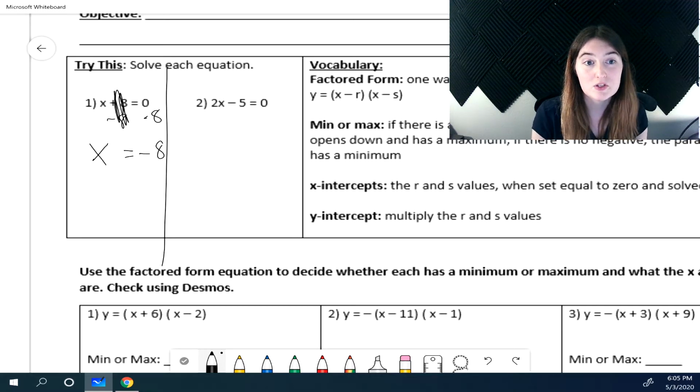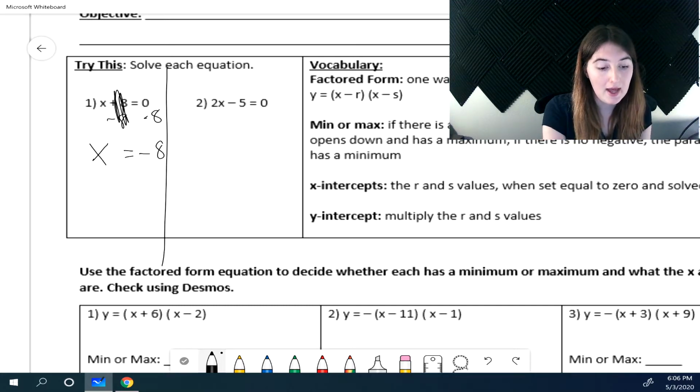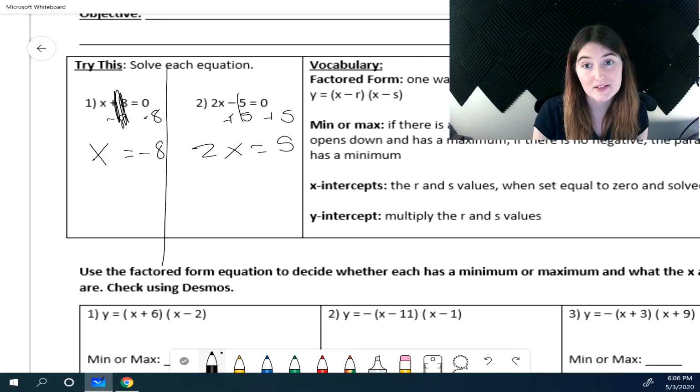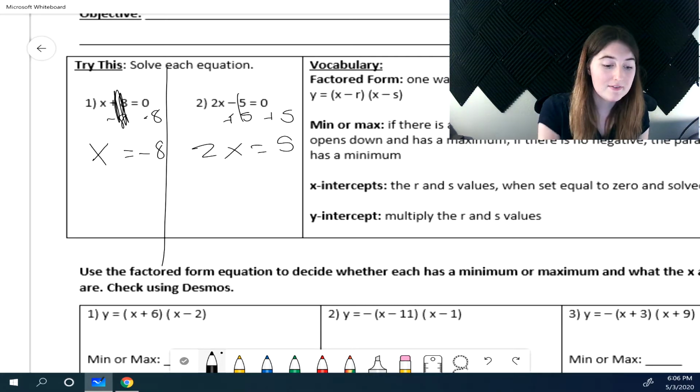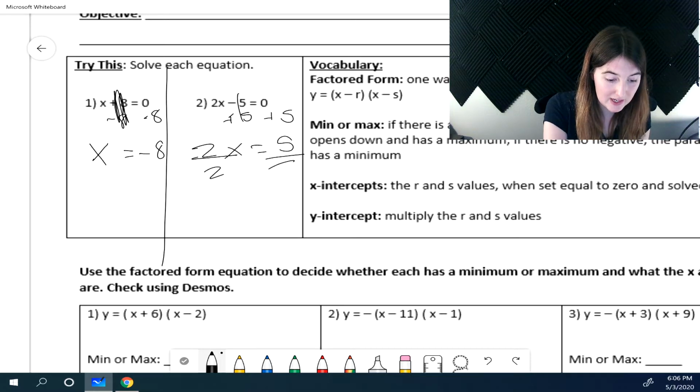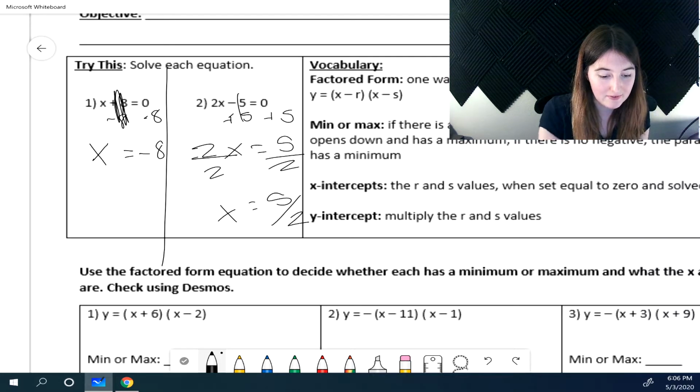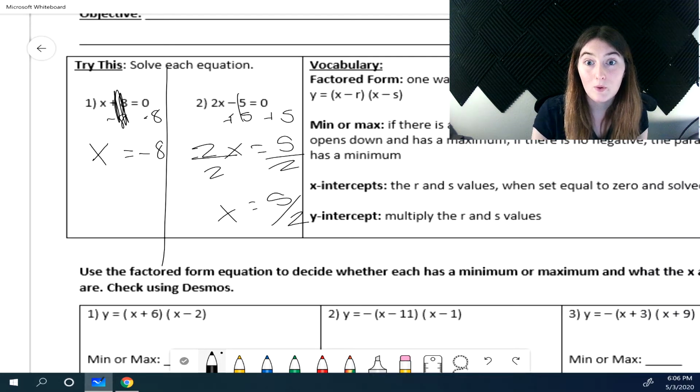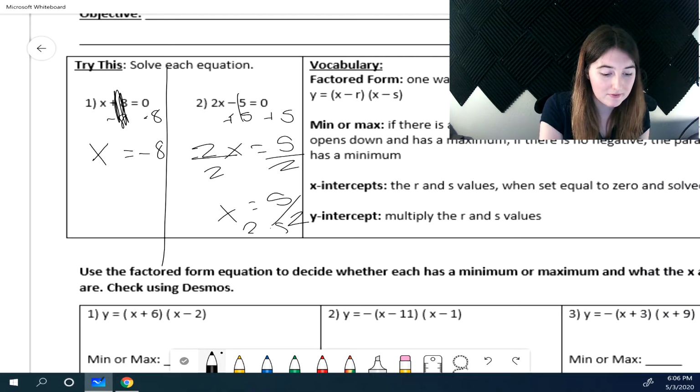Now let's look at number 2, 2x minus 5. I want x by itself. So I have to add 5 to both sides first. And I'm left with 2x on this side equals 5. Now what do I do to get x by itself? Divide by 2 to both sides. X equals 5 halves, or 2.5.